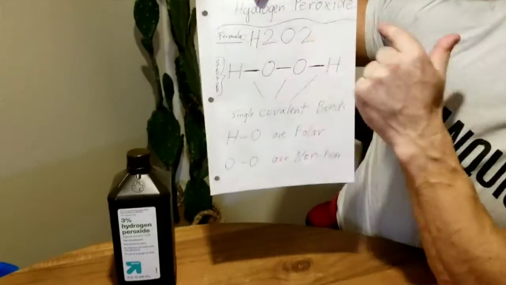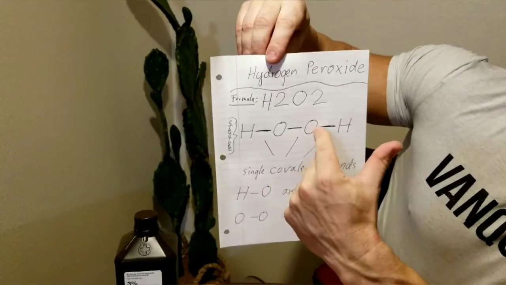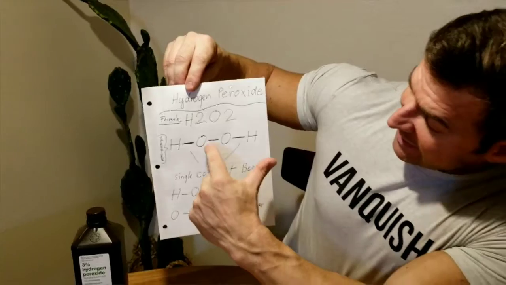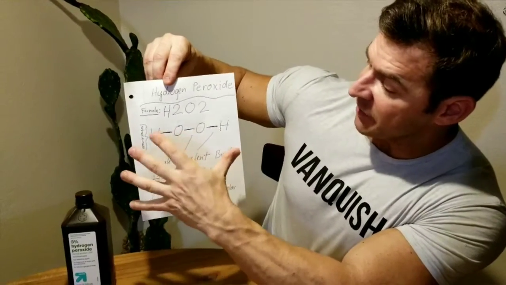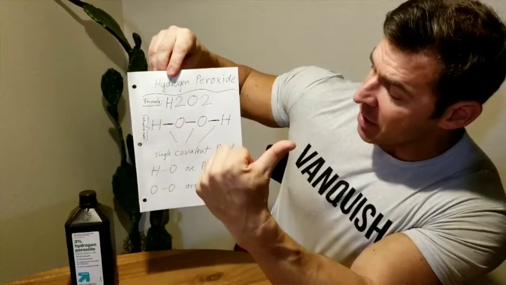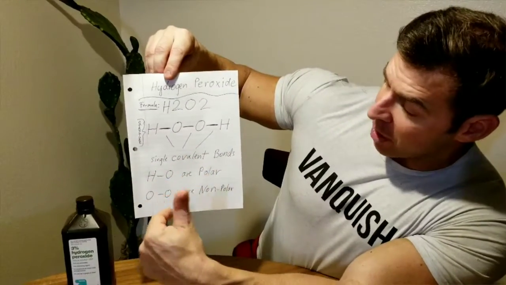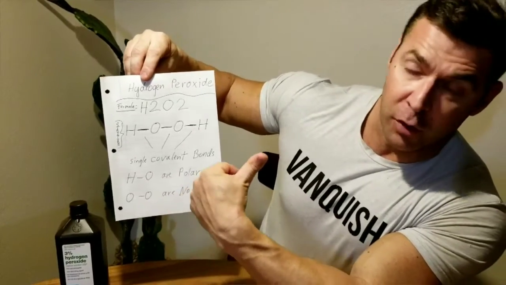We want to know that the formula of hydrogen peroxide, as you can see if you come a little bit closer, is H2O2. And the structure, as you see, is HOOH. The very important part is that those single bonds here are all covalent bonds. So this is very important. They each share an electron. And we also want to know that the H-O bonds are polar and the O-O bonds are non-polar.